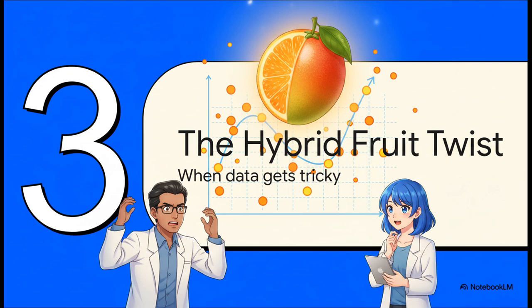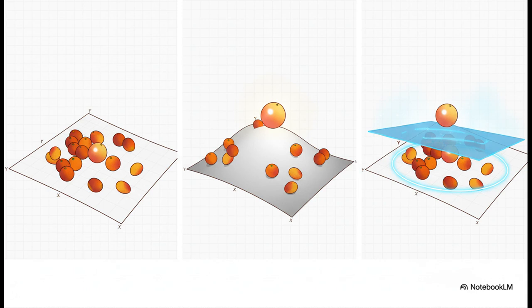All right, next section, the hybrid fruit twist. Just when things are looking good, a curveball gets thrown into the mix. What happens when our data isn't so simple? So this hybrid fruit lands smack in the middle of our nice, neat groups. A straight line is useless now. But Professor Verma, he's got one more ace up his sleeve. It's called the kernel trick, and it is so clever.